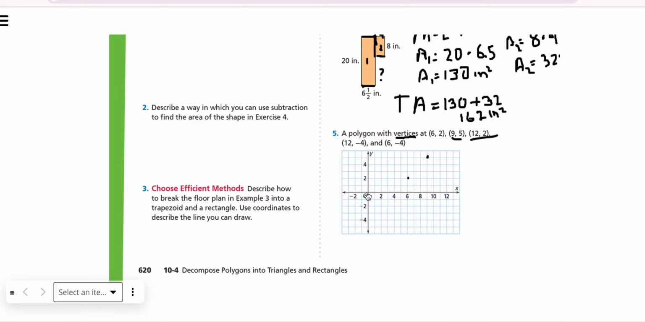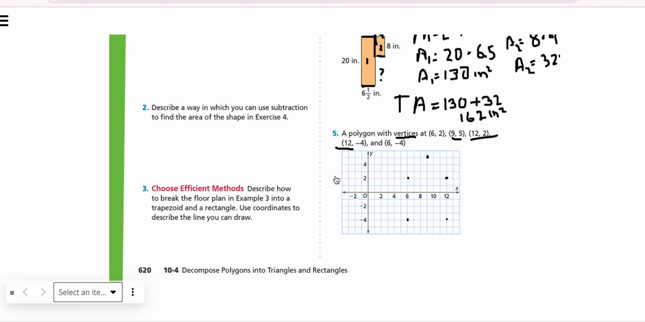Okay, so back to 0, 12, all the way to the 12, and number 2 is going to be over here. And 12, negative 4. Oh, okay, so now we're going 0, 12, and negative 4. We got to go down to negative 4. I'm going to put it here. And the last one is 6, negative 4. So back to 0, 6, and then negative 4. So it's going to be over here.